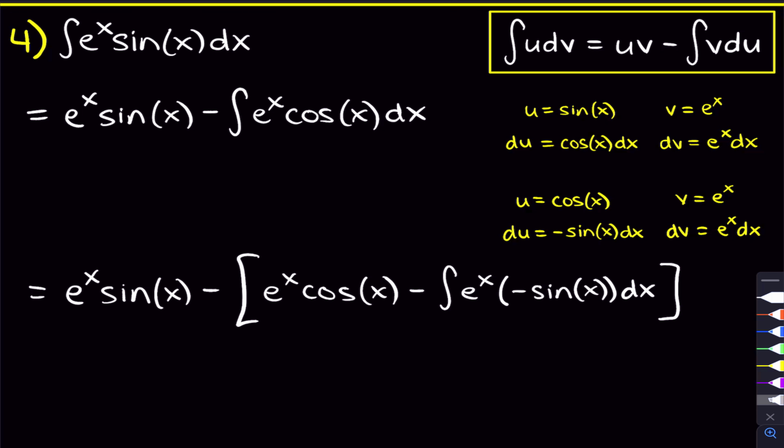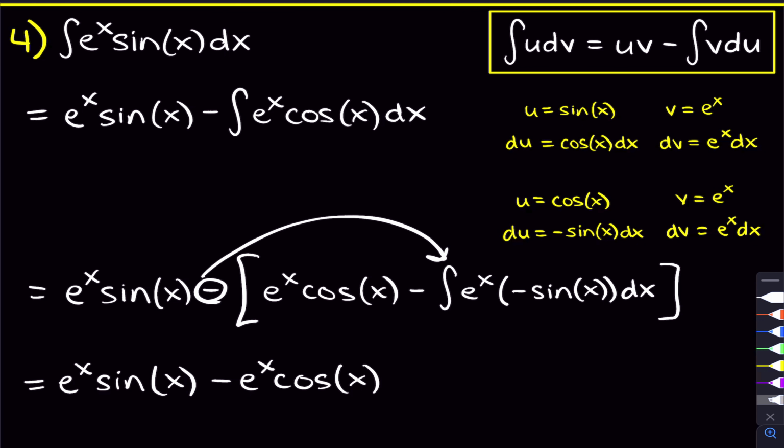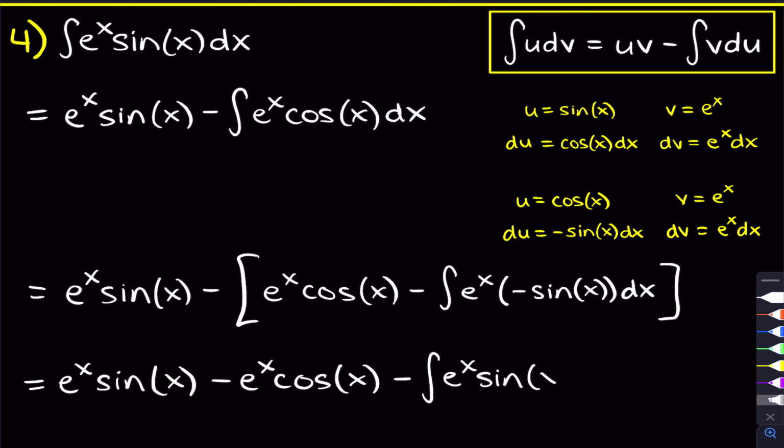So now let's clean this up a little bit, and then I'll be able to show you why we're even doing this in the first place. We get e to the x times sine of x minus, let's distribute this negative through. Distributing the negative through to the e to the x cosine x, we get minus e to the x cosine x. Distributing the minus through to the integral, it would make it positive because there's another negative there, but there's actually three negatives here. And so since there's three negatives, this is going to be minus the integral of e to the x sine x dx.